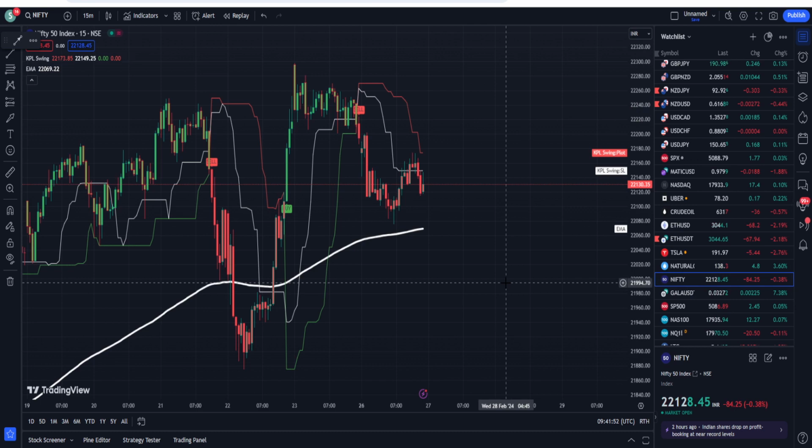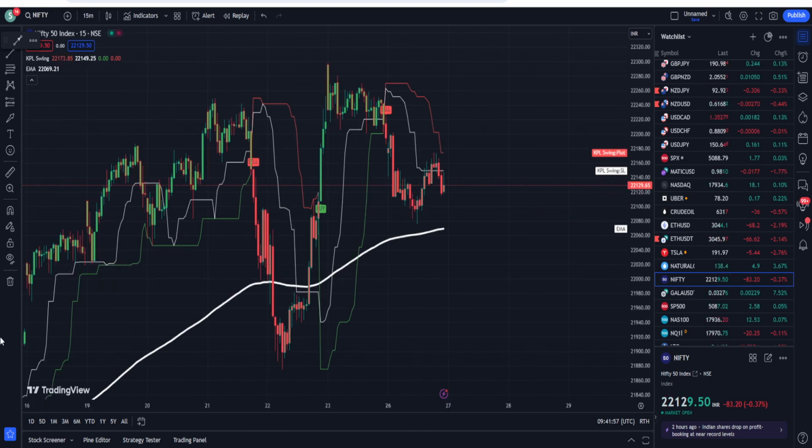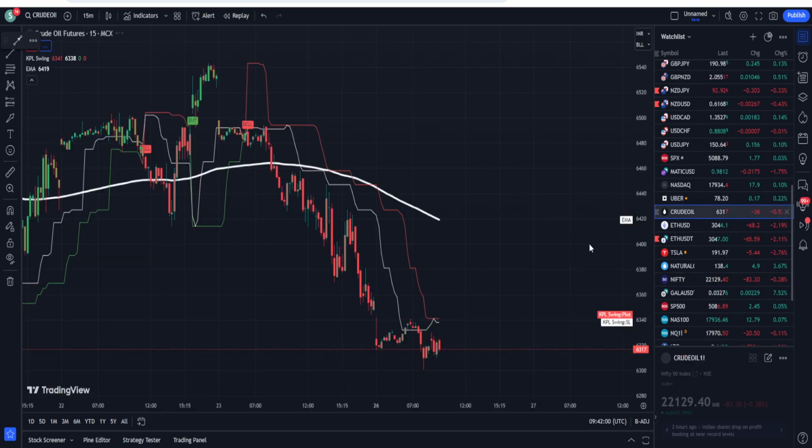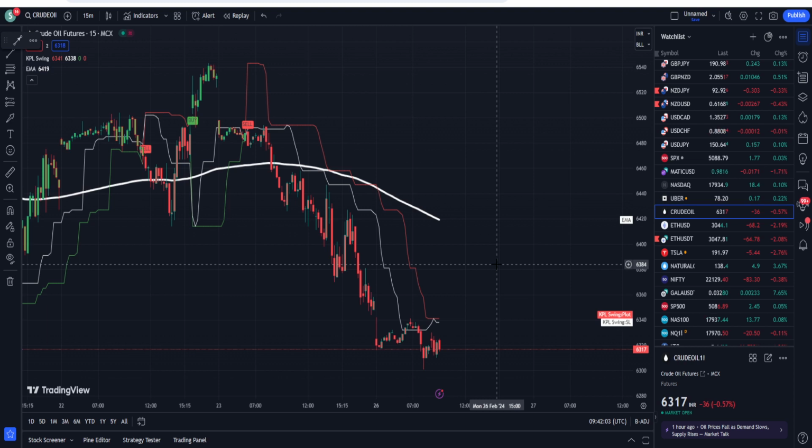Let's have a look at Nifty. Overall on Nifty, sell, buy, and sell, 3 signals, and even the last four signals are highly successful, and you can use this indicator on crude oil as well. So this is one of the best combinations that you can use for this indicator.